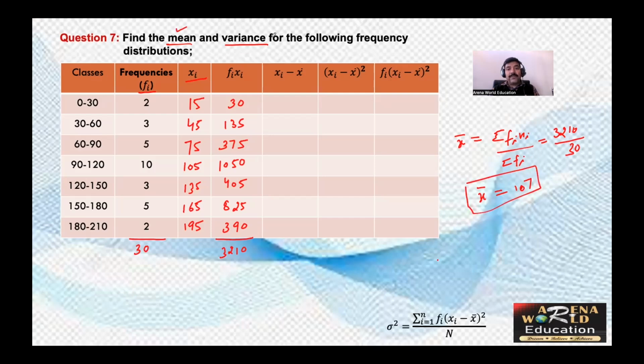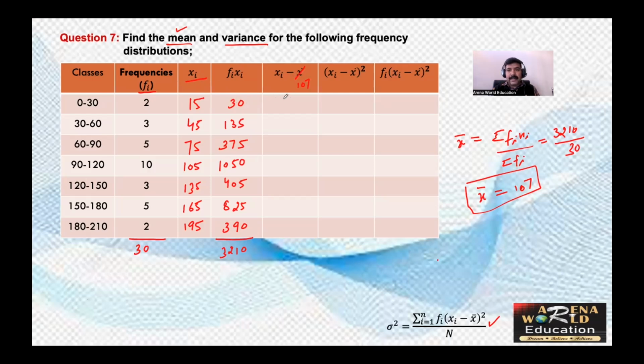So now we will find the variance, and the formula is already given. So this question is very easy. What is the next step? We will find Xi minus X bar. X bar we have already calculated. It is the mean, so this is 107. Now we will find the difference of each Xi with 107.